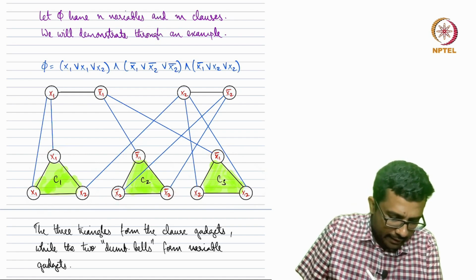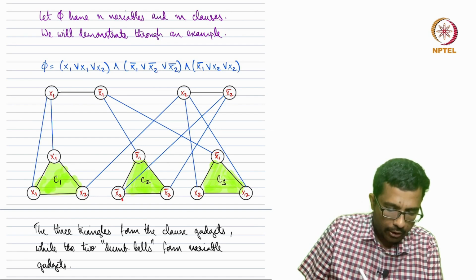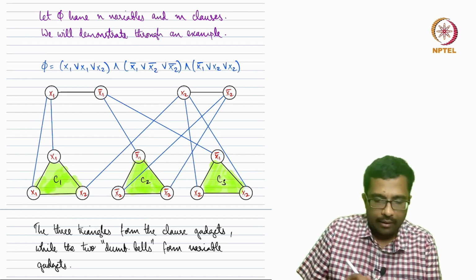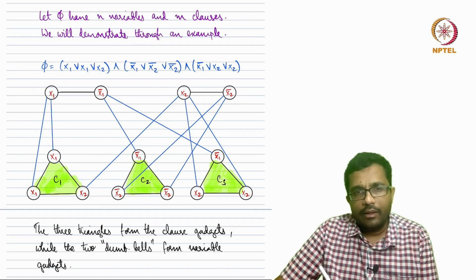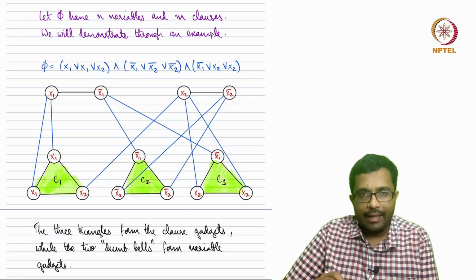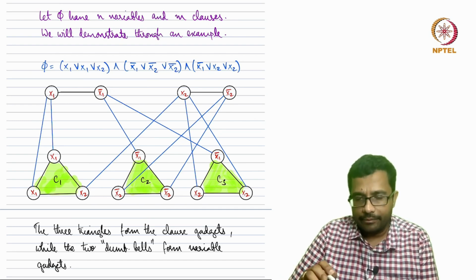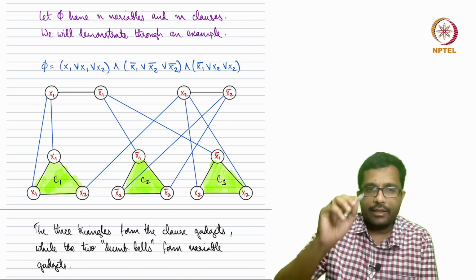So each clause gadget is 3 vertices. C1 contains x1, x1, x2. C2 contains x1 complement, x2 complement, x2 complement, and C3 contains x1 complement, x2 and x2. So each clause gadget contains 3 vertices labeled with the variables or literals in the clause, and these 3 vertices form a triangle.